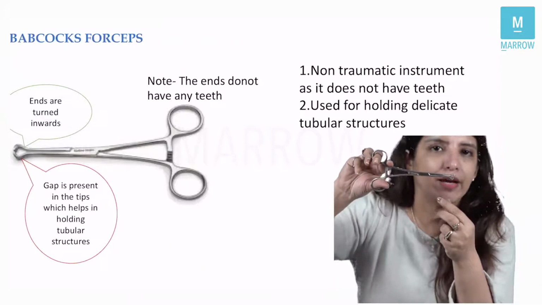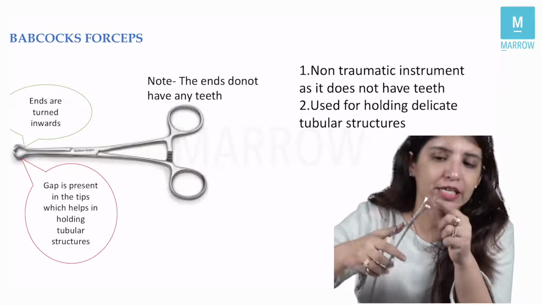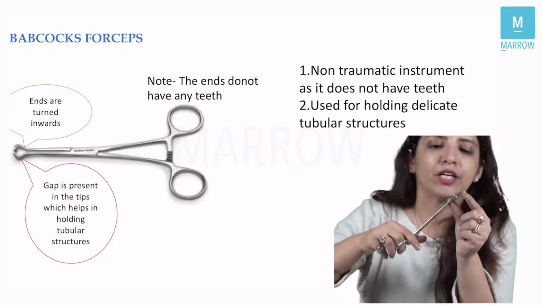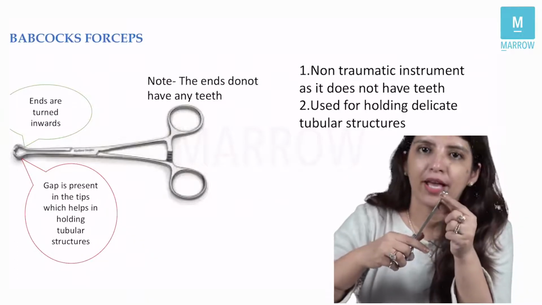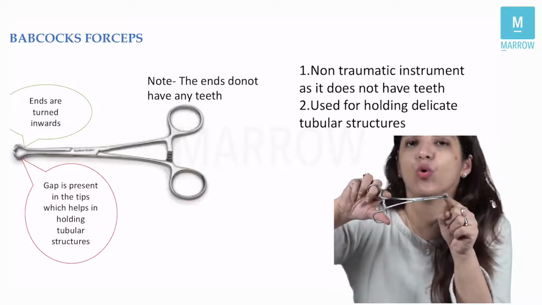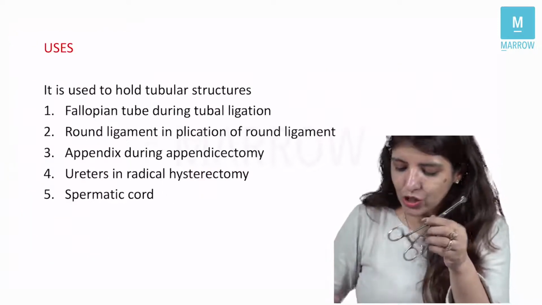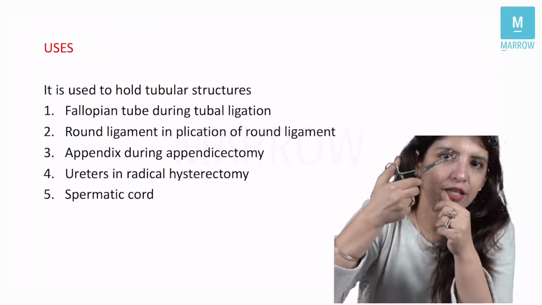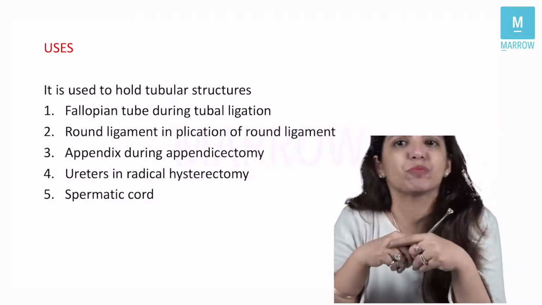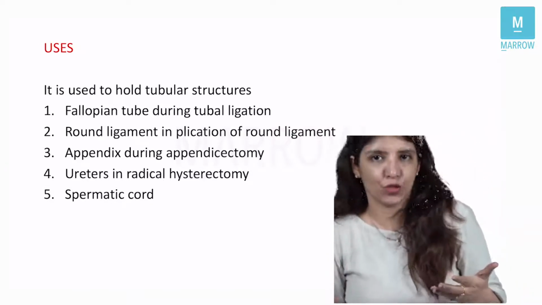Clear? Now, in Babcock's forceps, I'm repeating again, at the tip, there won't be any teeth. It will be flat. The tip will be curved and there will be a gap between both the blades so that it can hold delicate tubular structures. Now, the delicate tubular structures which are held with the help of Babcock's forceps are the fallopian tube when you are doing tubal ligation, right? Number one.